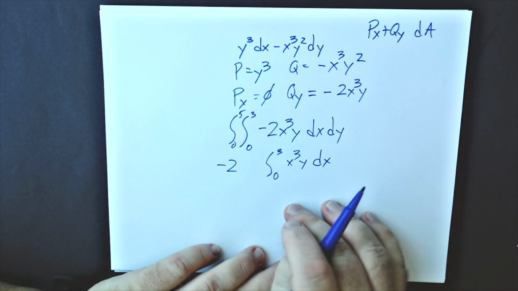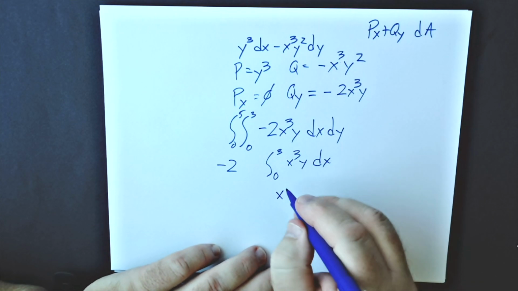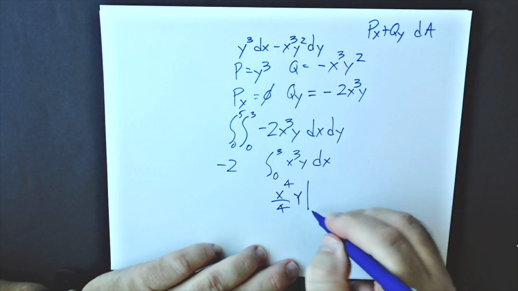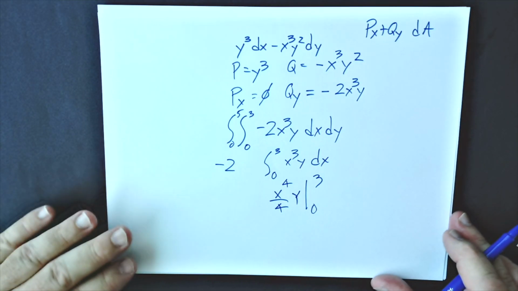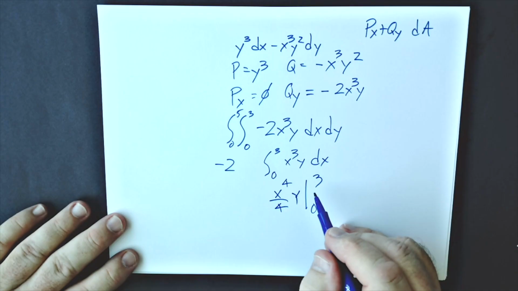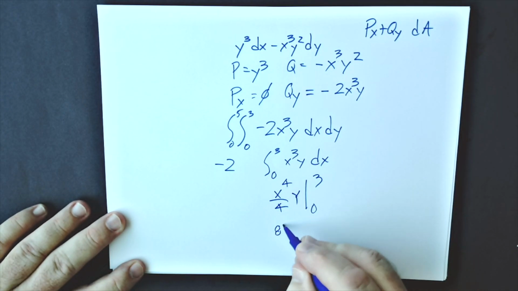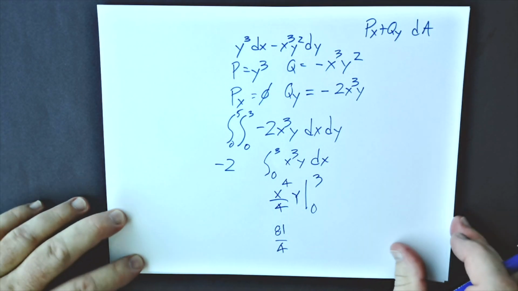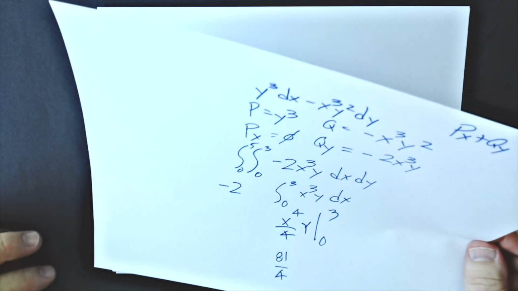So I want to integrate that with respect to x. So I'm going to get x to the 4th over 4, times y, evaluated from 0 to 3. The 0, again, won't matter, so we just put the 3 in there. Well, 3 to the 4th power is 81. So this is 81 fourths. Remember, I'm dragging this negative 2 along here. That negative 2, we have to multiply by our final answer.